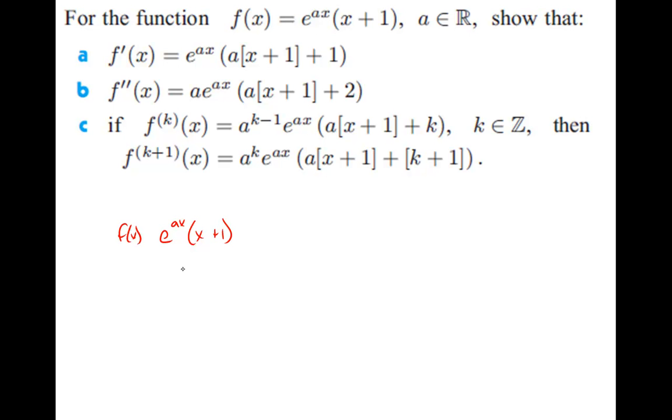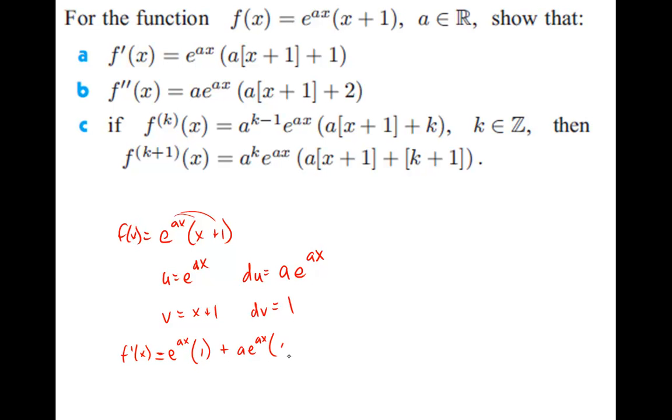Okay, so u equals e to the ax, and du then is e to the ax times a. All right, and then we've got v, which is x plus 1, and dv, which of course would just be 1 then. Your other option, you can distribute this, and then you can take care of it that way as well. So we've got f prime of x, which is going to be equal to e to the ax times 1 plus ae to the ax times x plus 1.